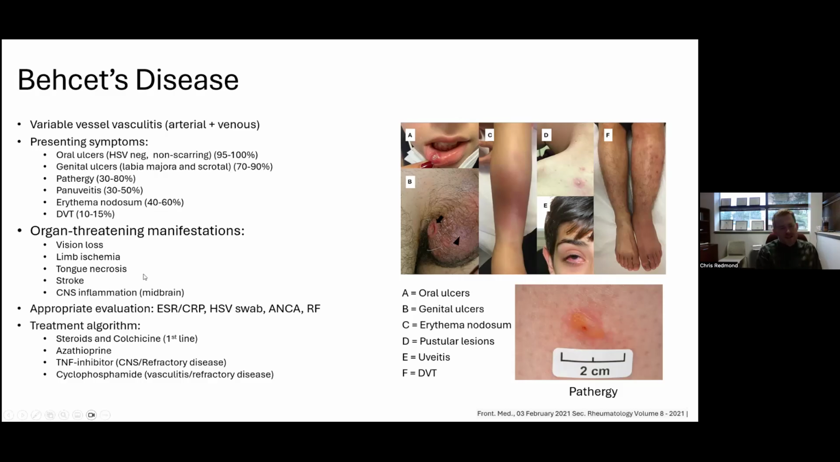There are certain genetic tests that have been associated with this, particularly HLA-B51. So another HLA, not just the 27 that we think about with ankylosing spondylitis, but in terms of what's the appropriate evaluation right up front, these need to be swabbed to make sure they're not infectious. And then ESR, CRP, testing for ANCAs and rheumatoid factors for rheumatoid arthritis, and also for cryoglobulinemic vasculitis. These patients can be treated with steroids, colchicine, azathioprine. And the steroids and colchicine are usually first up, and then azathioprine, TNF inhibitors, and other chemotherapy agents for severe disease or refractory disease.